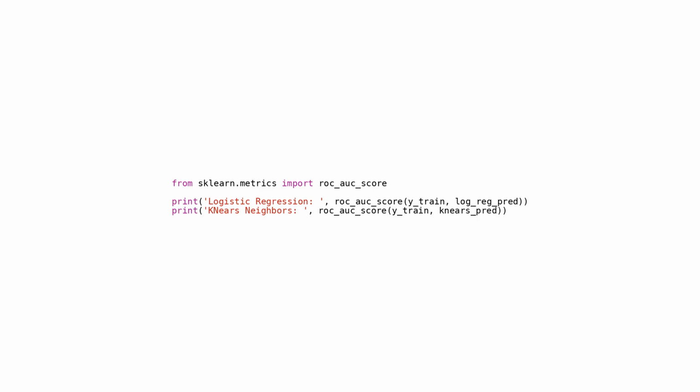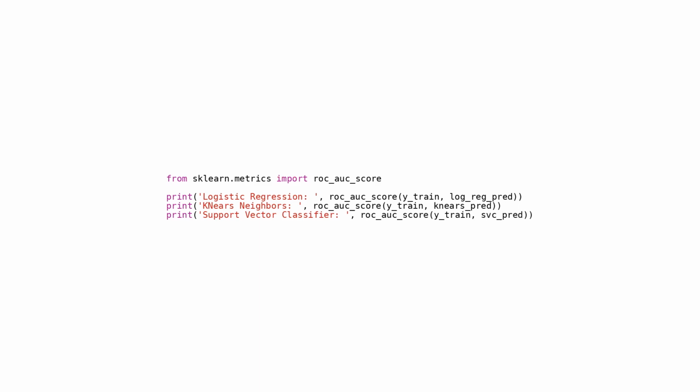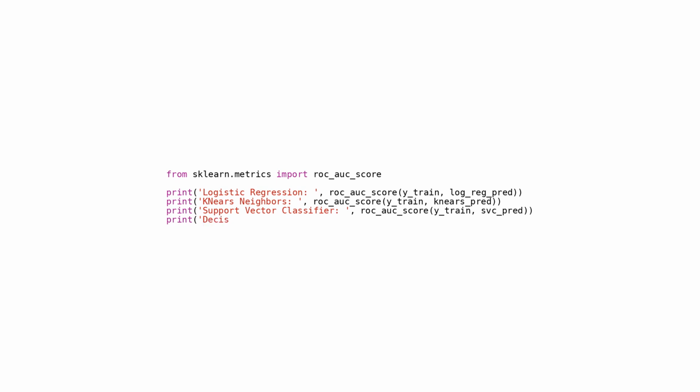In this scenario, 1. The ROC AUC score is computed for the logistic regression, k nearest neighbors, support vector classifier, and decision tree classifier models. 2. The ROC AUC score function requires the true target values, y_train, and the predicted values from each model as its input. 3. The resultant ROC AUC scores are displayed in the console.